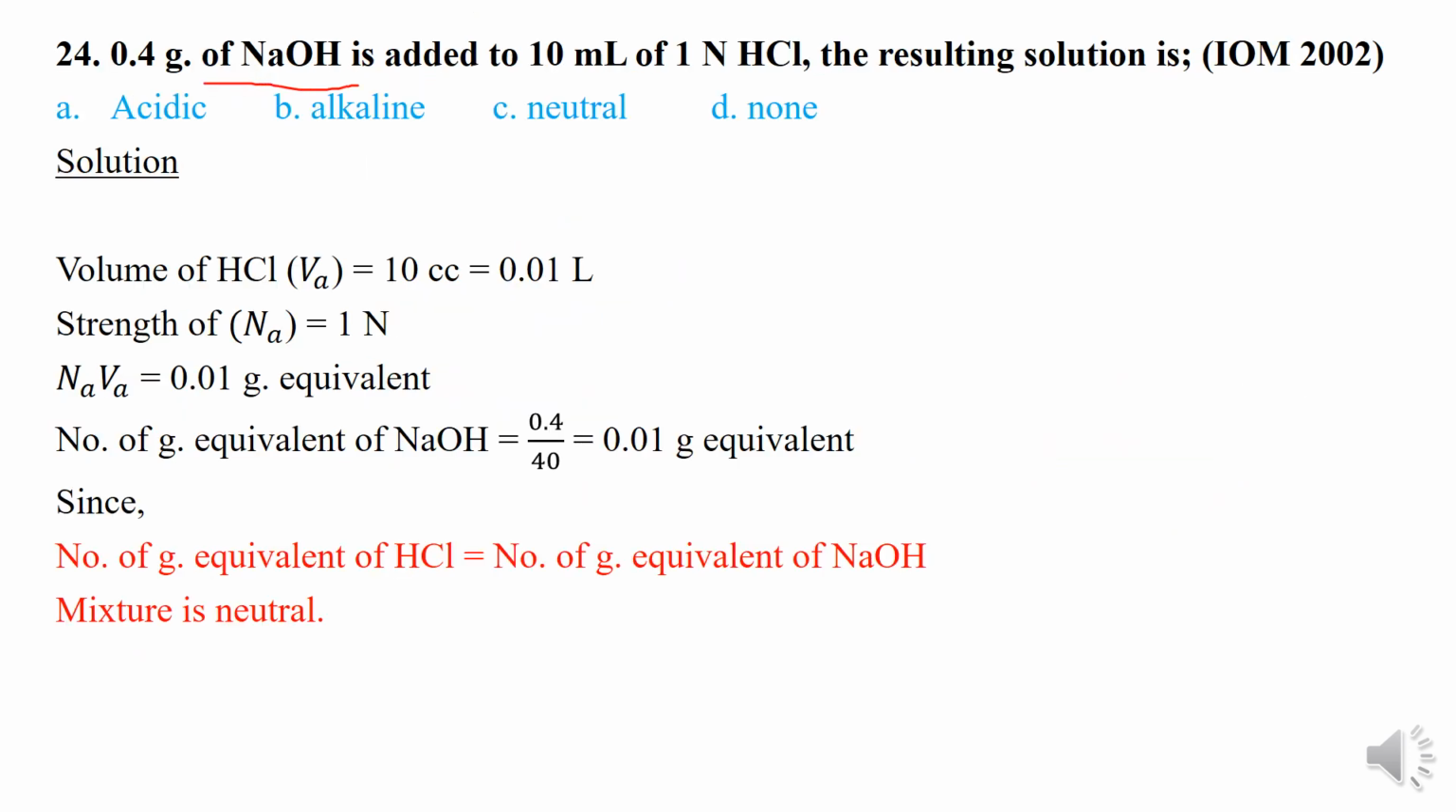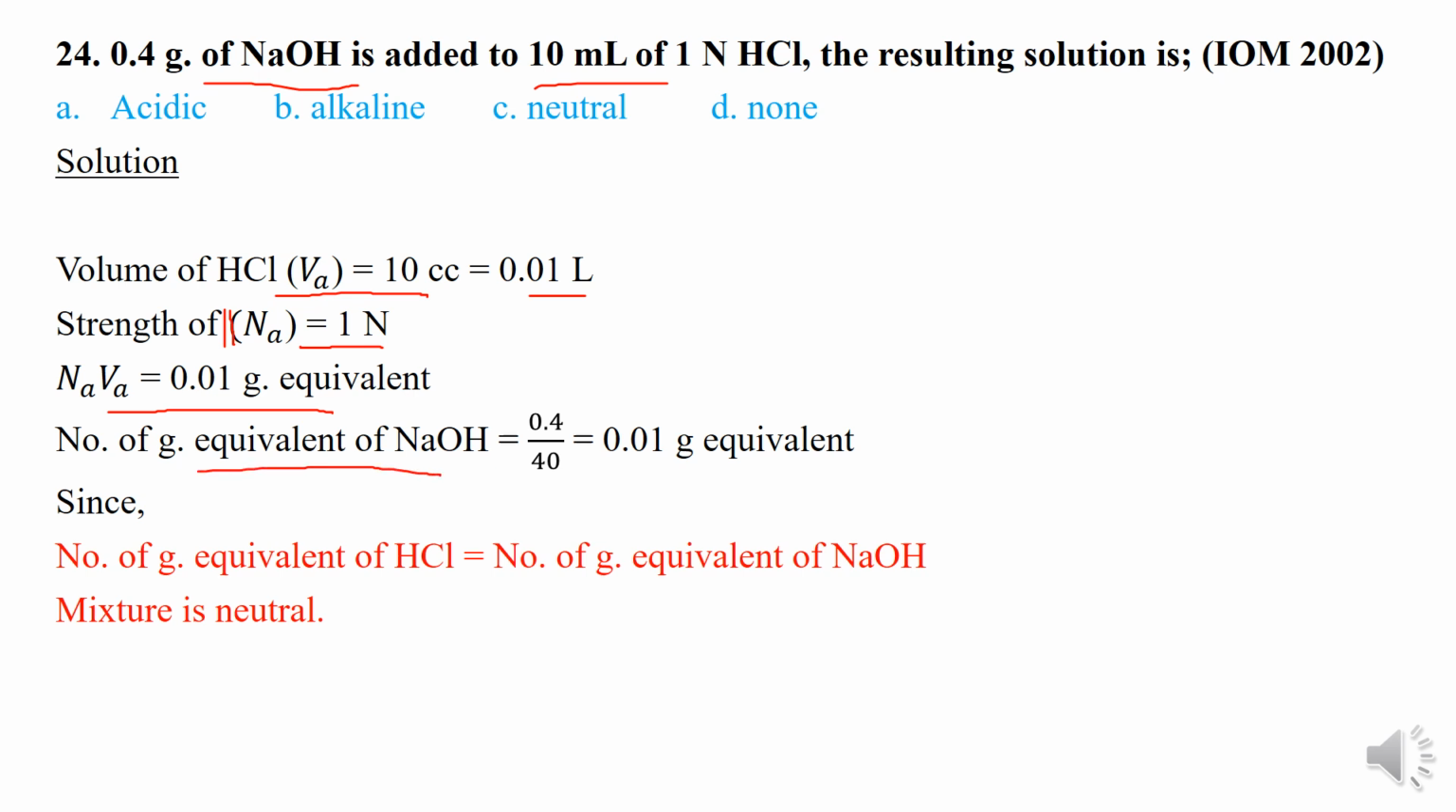0.4 gram of sodium hydroxide is added to 10 ml of 1 normal HCl. Then we have to find the resulting solution by calculating the number of gram equivalents in both cases. Volume of HCl is 10 cc, that is 0.01 L. Normality is 1 normal, the normality of HCl. Here it is not written, but it is the normality of HCl. Then the number of gram equivalents of HCl will be 0.01. N into V is the general form for the calculation.